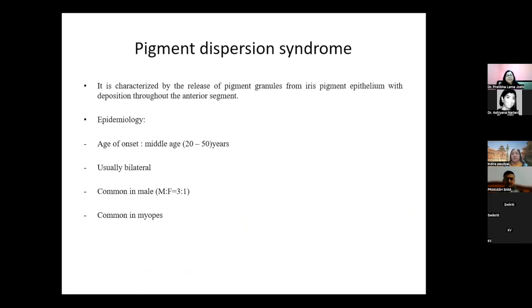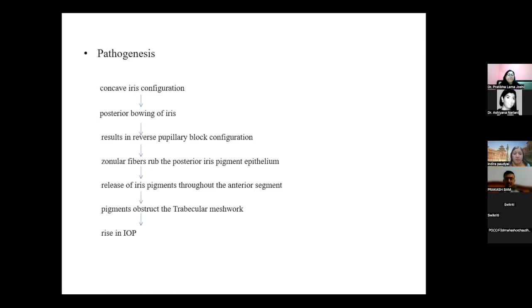Pigment dispersion syndrome. It is characterized by the release of pigment granules from the iris pigment epithelium with deposition throughout the anterior segment. The age of onset is middle age, that is 20 to 50 years of age, usually bilateral. It is more common in males than in females, and it is also seen commonly in myopic people.